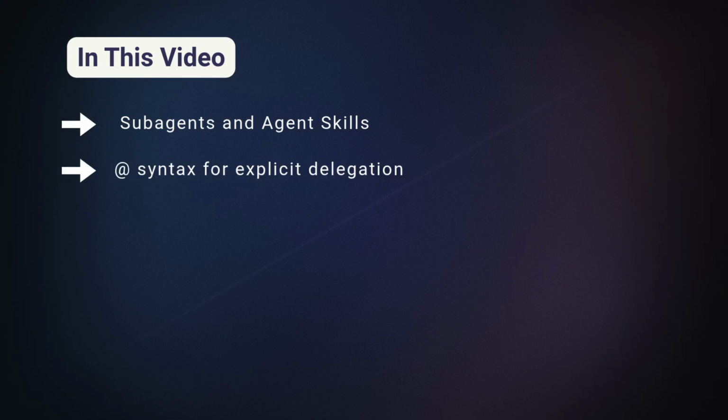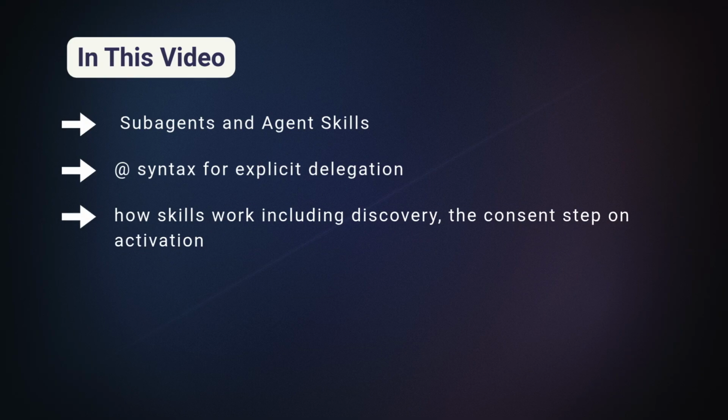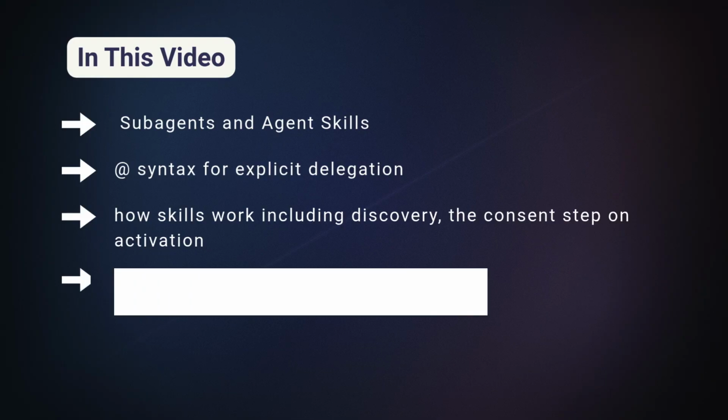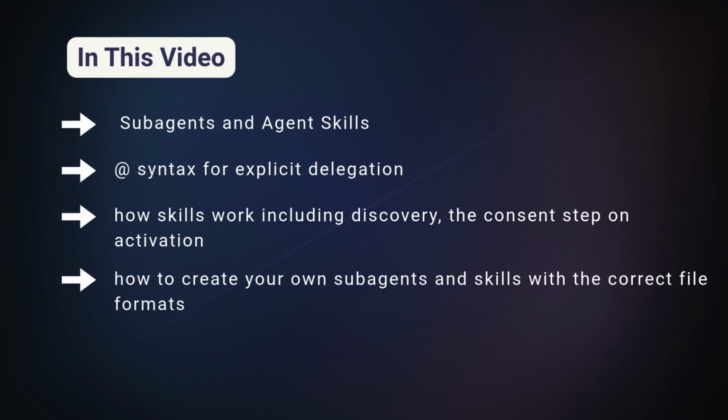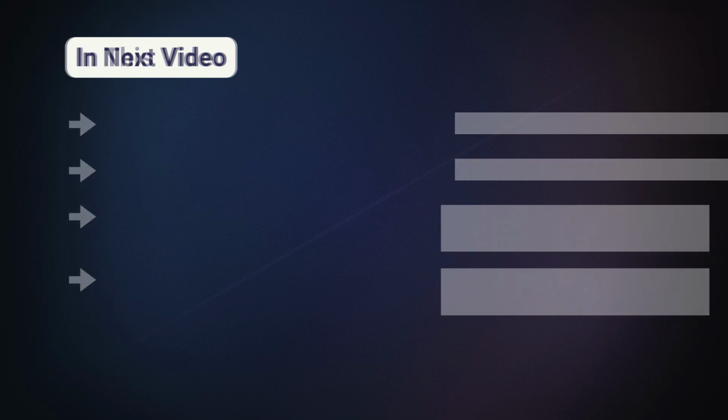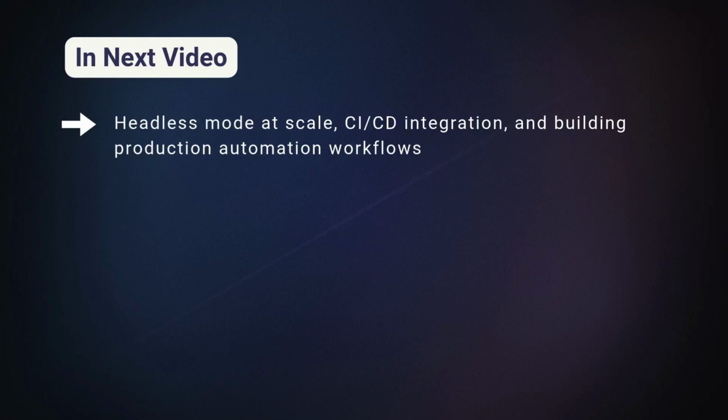So that's subagents and agent skills covered. What they are, the four built-in subagents, the @ syntax for explicit delegation, how skills work, including discovery, the consent step on activation, and how to create your own subagents and skills with the correct file formats. In episode 10, the final episode, we bring everything together: headless mode at scale, CI/CD integration, and building production automation workflows that combine everything from this series.